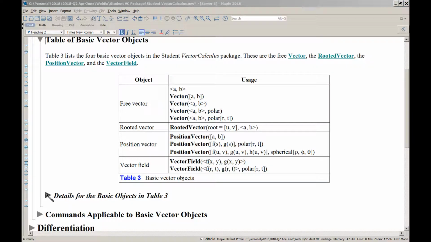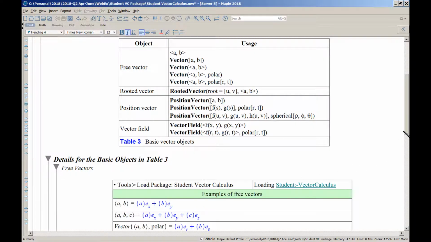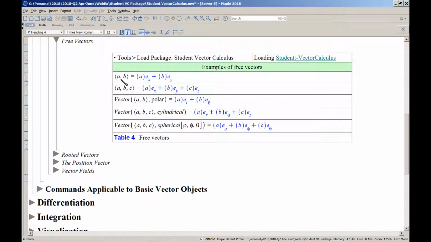Now, to make sure that we've covered all of the items that are of interest about these 4 basic vectors, let's make sure that we've covered all the details. So what happens if you define a free vector this way with angle brackets? If you hit the enter key, you're going to see these e sub x, e sub y vectors, which are the equivalent of i and j in a Cartesian plane, 3 dimensions. If you say polar, then you get r and theta.